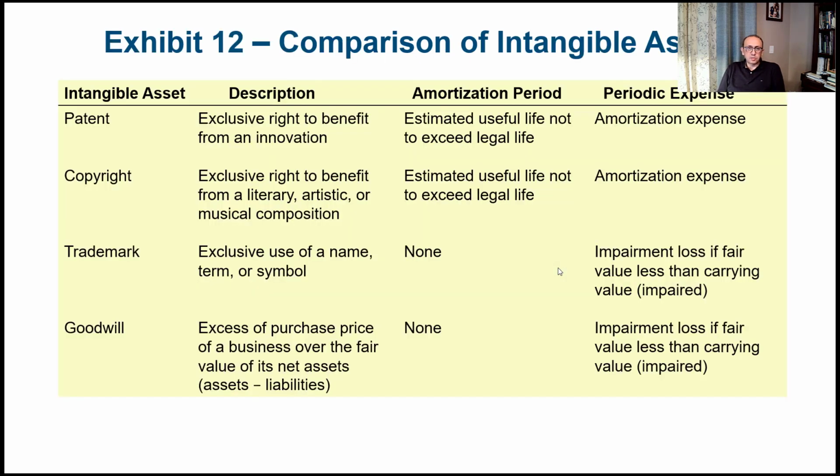So this table, I think, gives us a good comparison between those intangible assets: the patent, the copyright, the trademarks, and the goodwill, their description, their amortization period, and the periodic expense, how we call it. Like for patent and copyright, they're subject to amortization expense. Trademark, there's an impairment. Goodwill, also there's an impairment loss.